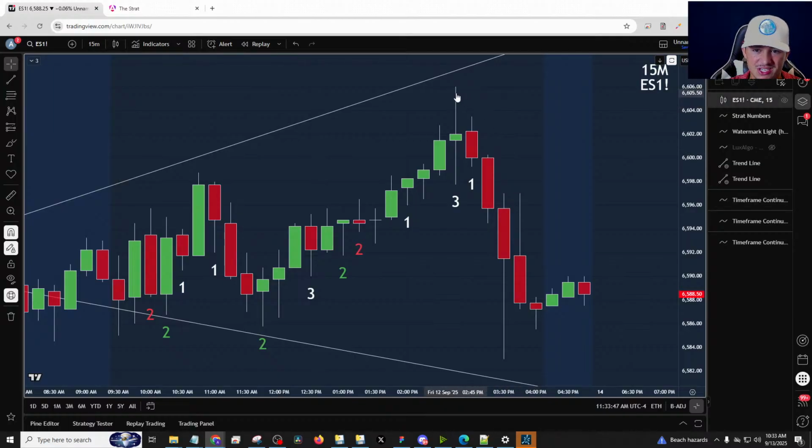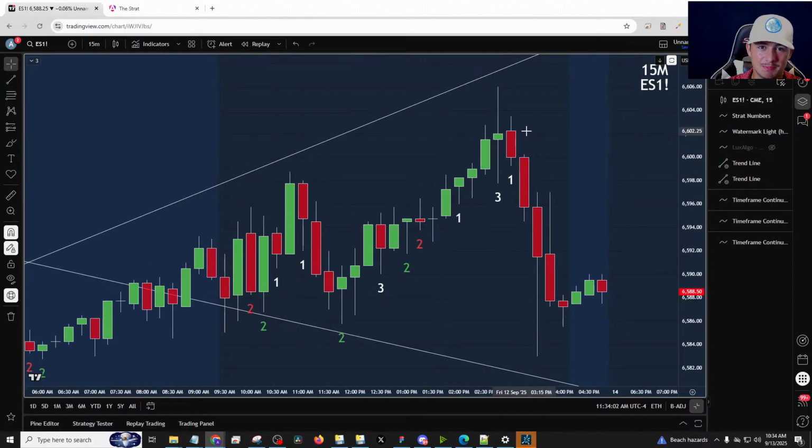But you can see we go outside bar, that's a broadening formation. Inside bar, this would be a signal. And then reversal to the downside. So if we can time it, and really simple, just using 2-2 reversals, we can take those at the tops and bottoms of broadening formations.